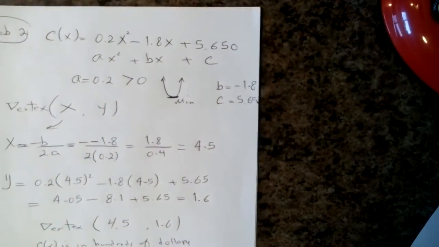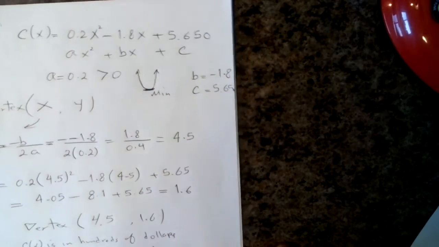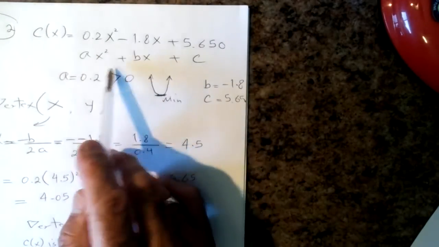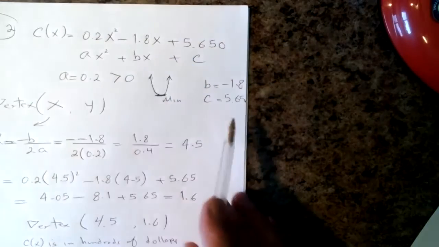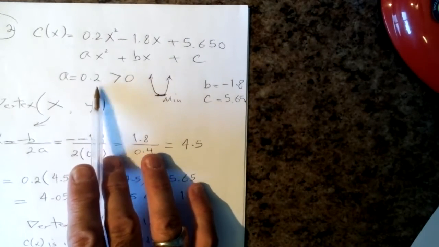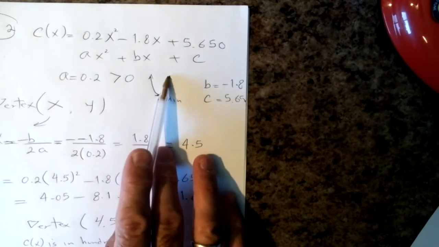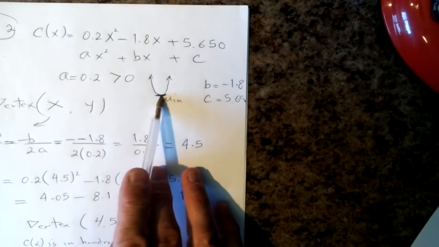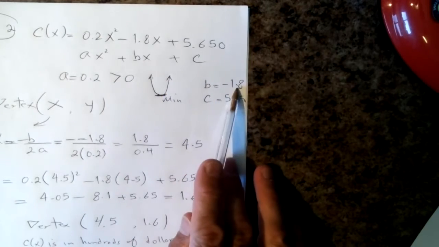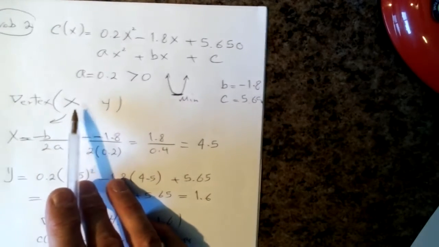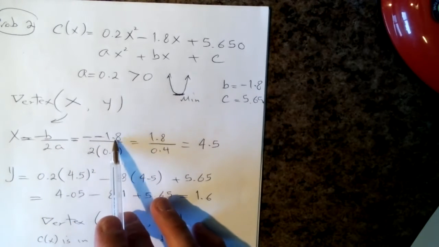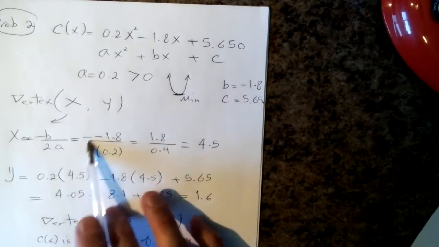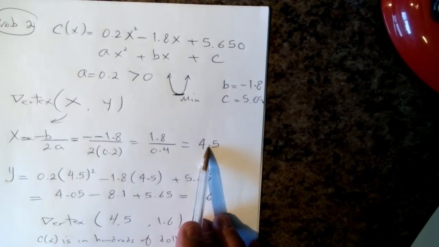Second problem is very similar. But remember, when we want to do that, first we have to write the general equations, so that we determine our A, B, and C. A is positive. When A is positive, it means the parabola opens upward. Therefore, you have a minimum point. B and C are given. How do I find the x? X is minus b over 2a. Again, b is negative 1.8. You put all of it here, and that gives you the x.